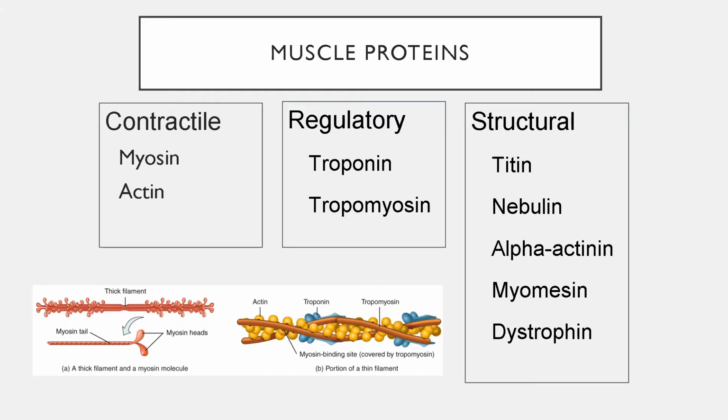Now, myofibrils are built from three kinds of proteins. Contractile proteins, which generate force during contraction. Regulatory proteins, these help to switch the contraction processes on and off. And structural proteins. Now these keep the thick and thin filaments in the proper alignment. They give the myofibril elasticity and extensibility, and they also link the myofibrils to the sarcolemma and the extracellular matrix.